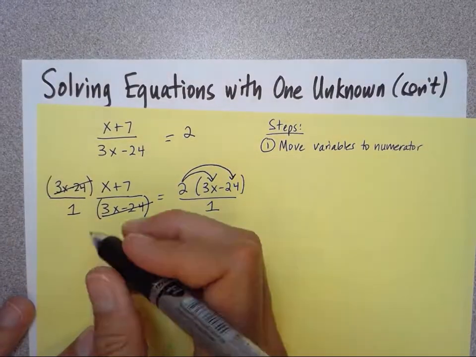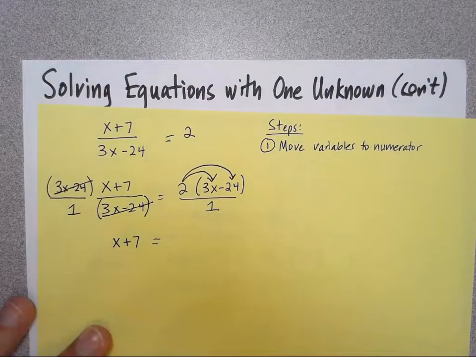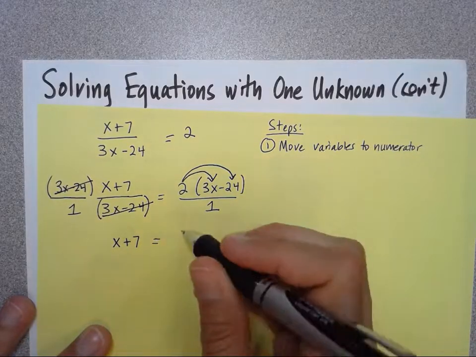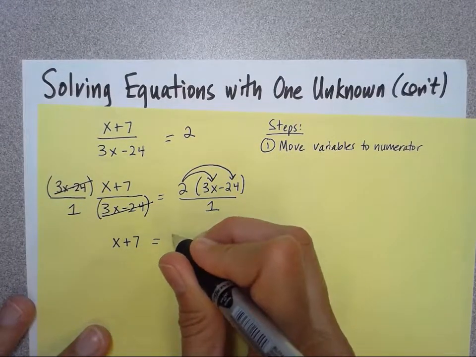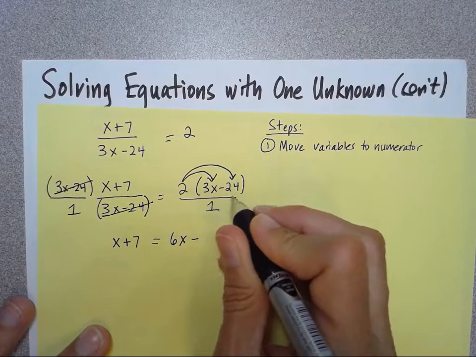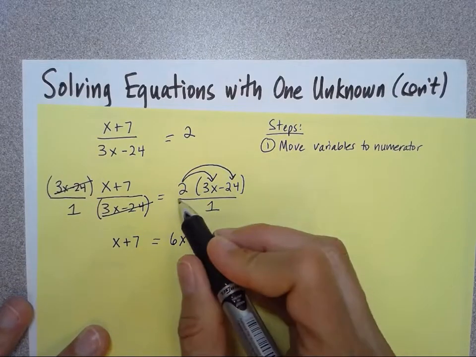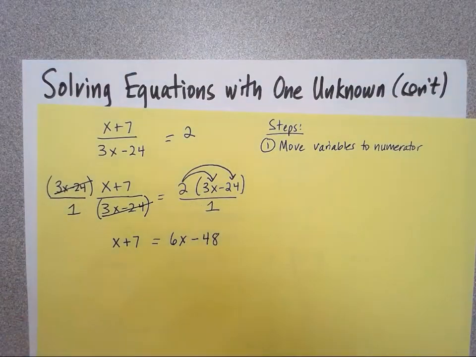So let's go ahead and expand this out. I'm going to have x plus 7, and I'm going to just drop my over 1 because I know that's the identity and I don't need to write it. 2 times 3x is 6x. And 2 times 24, and it's a minus, 2 times 24 is 48, and I can just put the minus sign in front. Or you could think of it as 2 times a negative 24 is a negative 48.